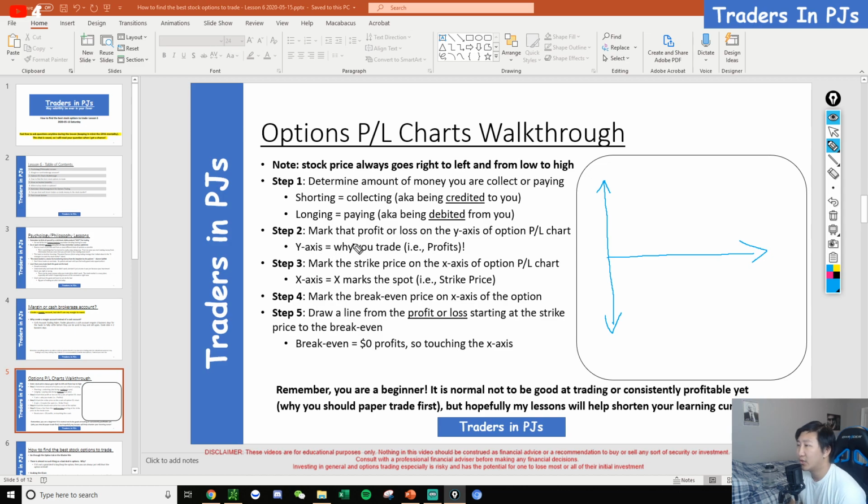Here it is. So mark the profit or loss on the y-axis. Y-axis is why you trade. So profit, which is this pi sign, means profit, is the y-axis. And then what is the x-axis? X-axis marks the strike price, or the stock price. X-axis, x marks the spot, right? The strike price or the stock price. And so this is the price.